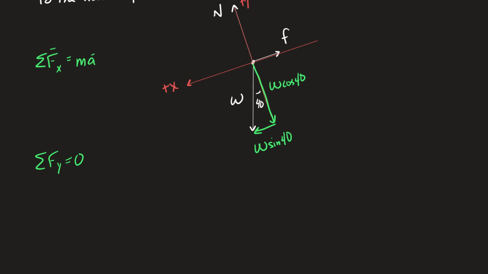Now we just put the forces where they go. For example, the x one, I think this is in the x direction and this is in the x direction. Those are the only two that are in the x direction. One's pointing towards the positive and one's pointing towards the negative, so it looks like I'll get W sine 40 minus friction equals MA.